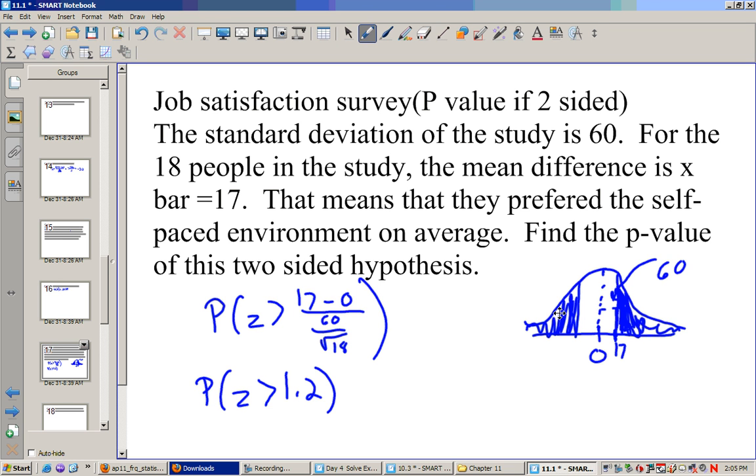Now, if I want to find if a value is as extreme, I'll have to multiply both these by 2 to get my p-value. So I'll find my probability of taking a normal CDF from 1.2 to a very big number, and then multiply that by 2, and I got 0.23. So about 23% of the time, I'll get a point as far away as we got in the job satisfaction survey.